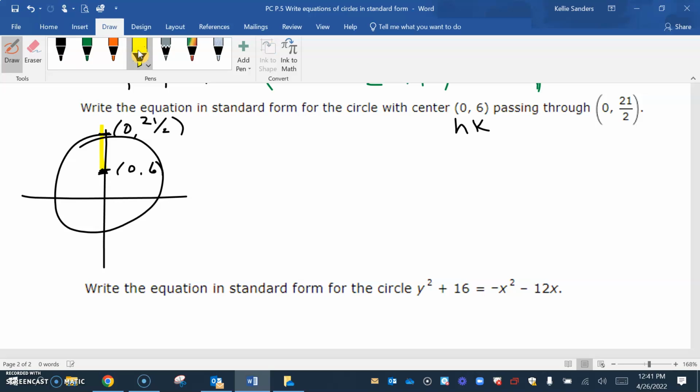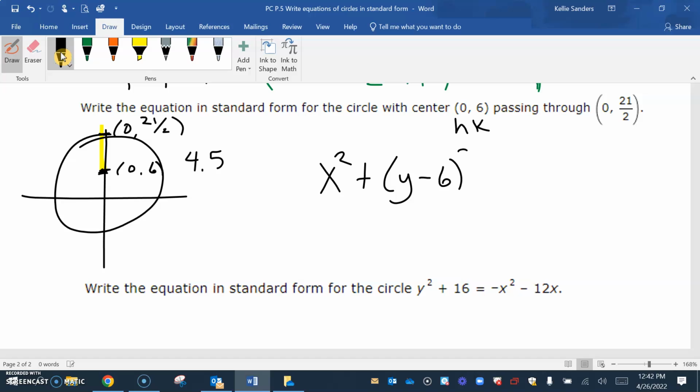And our r is the distance between 6 and 10 and a half, which would be 4.5, because I just subtracted the 6 from the 21 over 2. So it would be x squared plus (y minus 6) squared equals r squared, which is 4.5 squared. Let me grab a calculator on that one. 20.25.